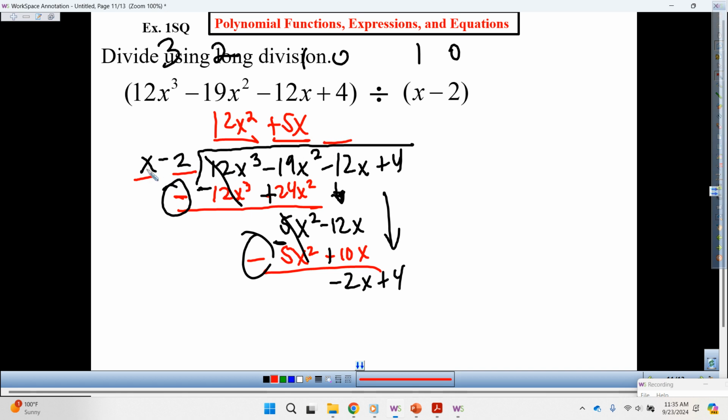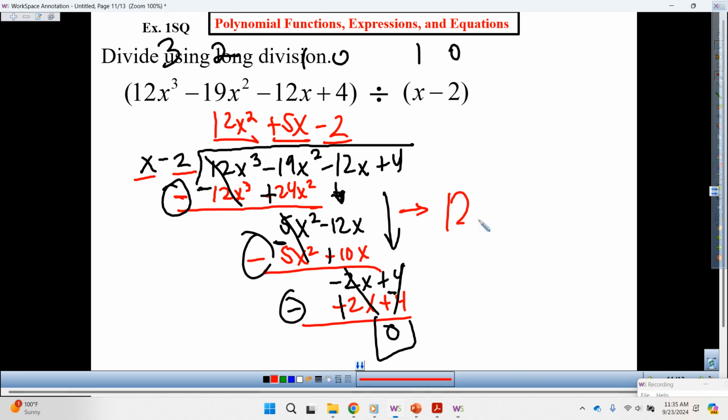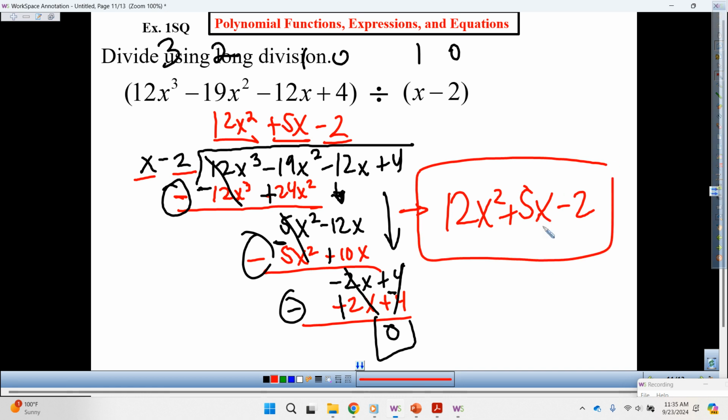Next, what number times x gives us negative 2x? That's negative 2. Negative 2x. Negative 2 times negative 2, that's positive 4. We subtract, so that means this changes to a positive, this changes to a negative. Cancel, cancel, and that leaves us with 0. Answer, 12x squared plus 5x minus 2.